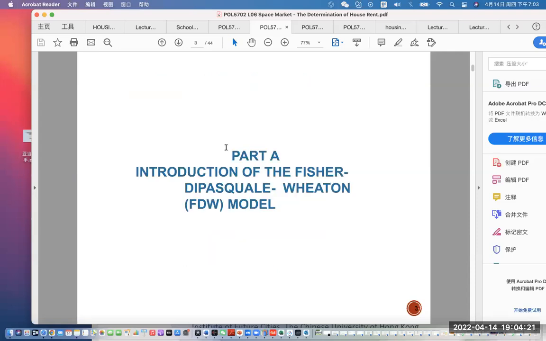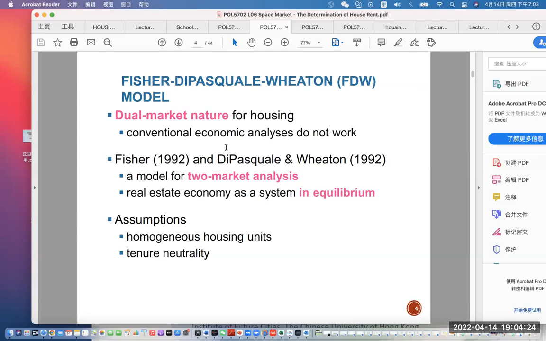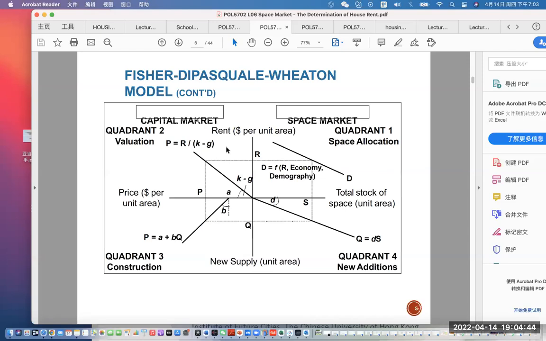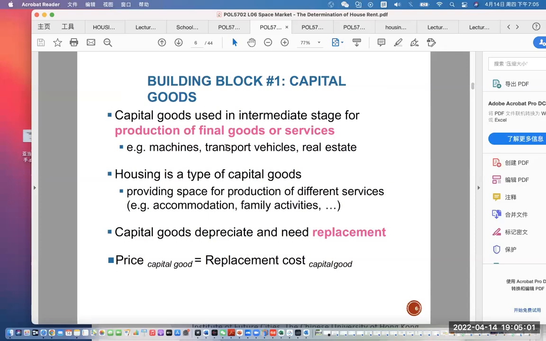From this one introduces the nature of the market, the market analysis, and why the real estate economy is a system, a kind of system in equilibrium, and how the assumptions work, such as homogeneity and tenure neutrality, etc. So between the space market, the capital market, the construction, and the new additions, how does the FDW model work? How does it work, right? That is how we look at the whole building.